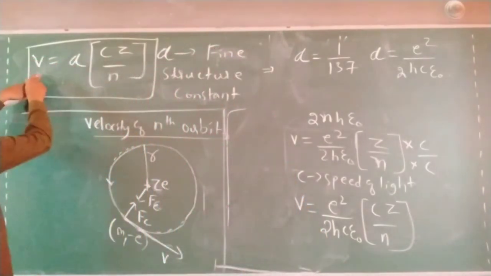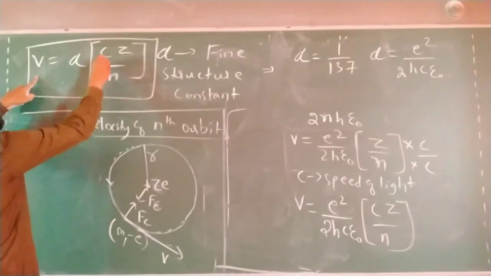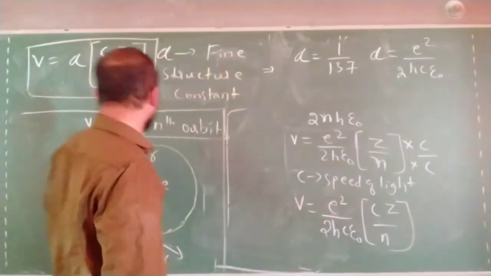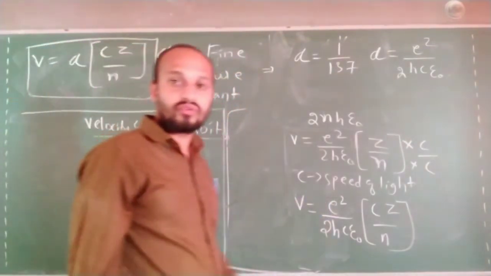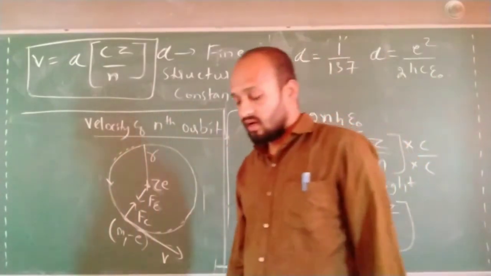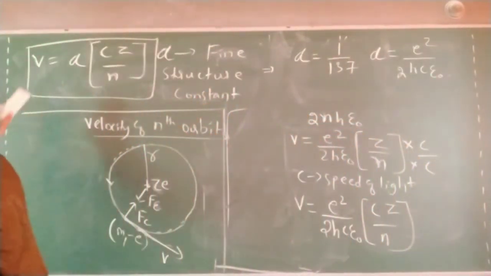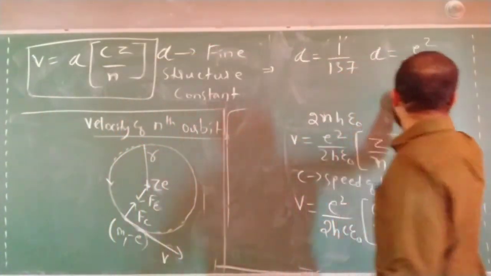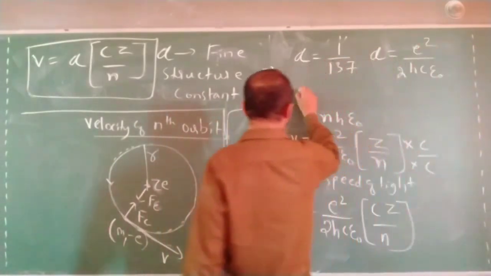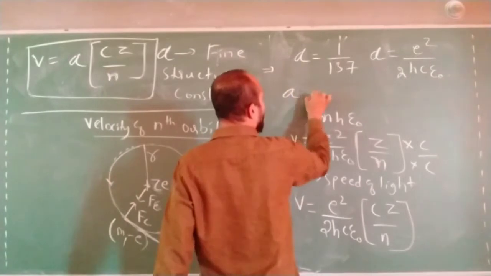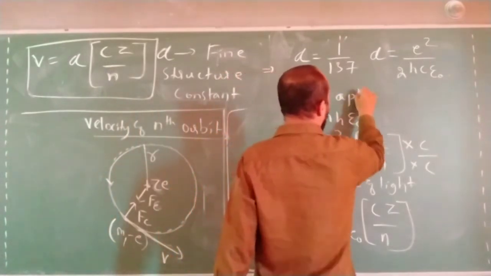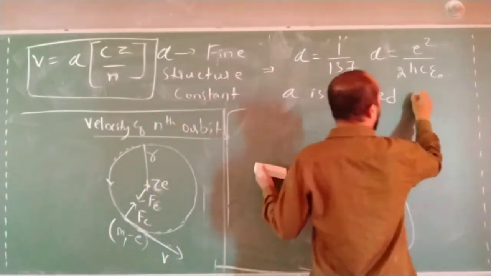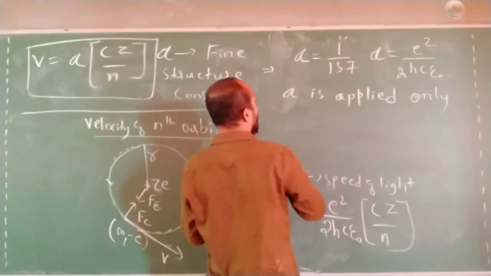So you can find the velocity of the nth orbit. As nth orbit increases, this is the speed of light. Remember this formula for solving numericals. All these things you cannot substitute, just remember this. Even for CET it is useful to remember. One question you have to answer in 1 minute. So remember this one: v is equal to alpha into c into z, where c is the speed of light. And see here, in this formula alpha is applied. This is very important. Only the alpha value is applied.